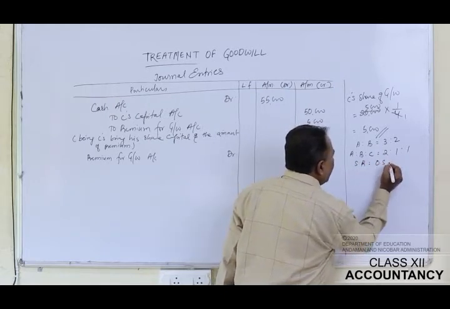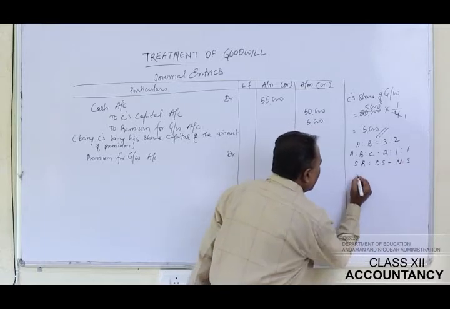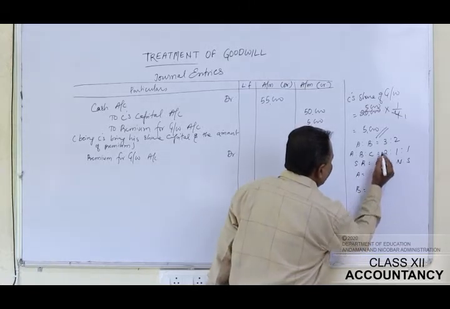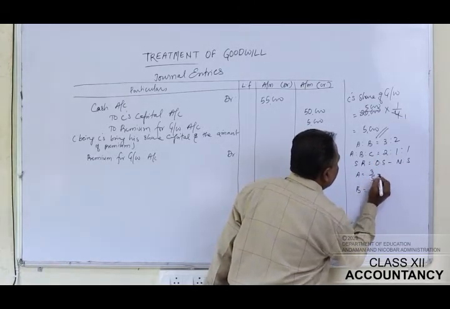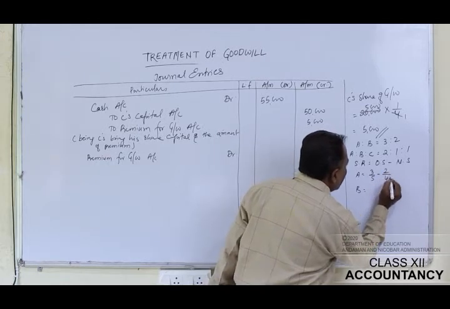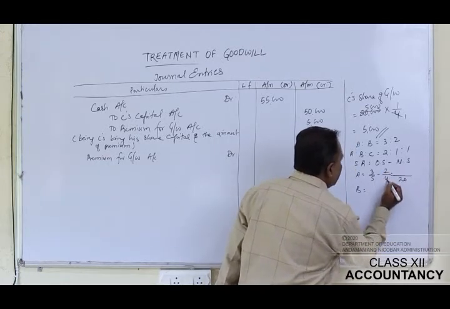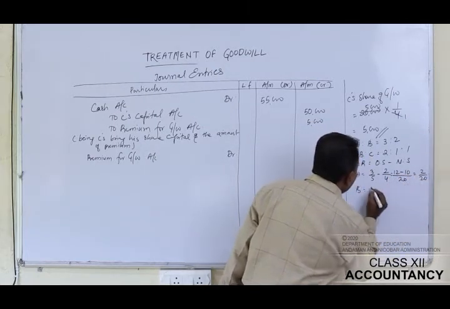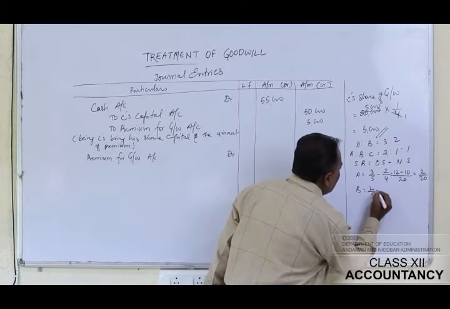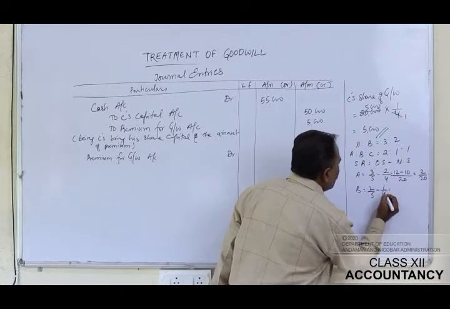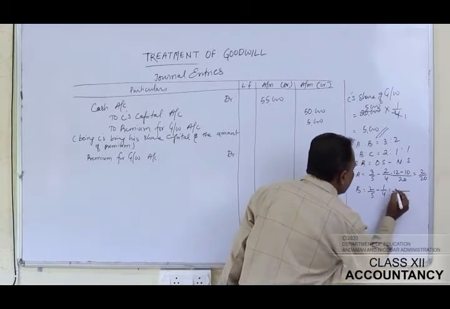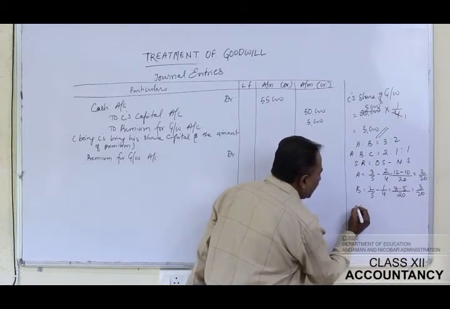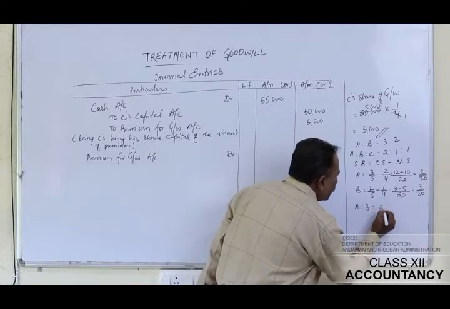The formula to calculate the sacrificing ratio is old share minus new share. A and B both have sacrificed. Now what is the old share of A? It is 3/5 minus the new share of A, which is 2/4. Take out the LCM, it is 20. 12 minus 10 is equal to 2/20. What is the old share of B? It is 2/5 minus the new share of B, which is 1/4. Again 20. 8 minus 5 is equal to 3/20. It means that both the partners have sacrificed, A and B in the ratio of 2:3.